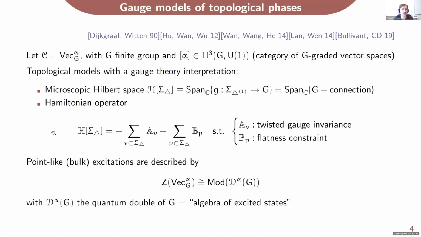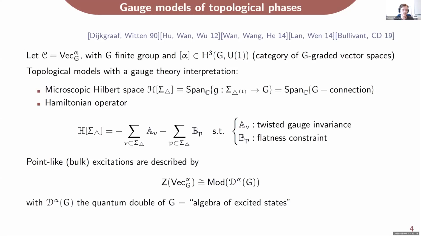Then the Hamiltonian operator is given as a sum of two families of operators, A and B, that are labeled by vertices and plaquettes of my triangulation. And these encode the two kinds of constraints. The first one is a gauge invariance, because I said it had a gauge theory interpretation. It's a gauge invariance that is twisted by a phase factor that depends on the input 3-cocycle. And there is another constraint, which is a flatness constraint, which essentially penalizes a non-flat G connection.